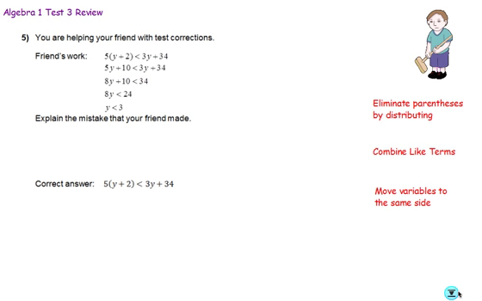Alright, so number 5 is one of these error analysis kind of questions where they want you to take a look at someone else's work and figure out their mistake. So it's almost like we're the teacher, grading someone's paper, and we want to figure out where they went wrong.